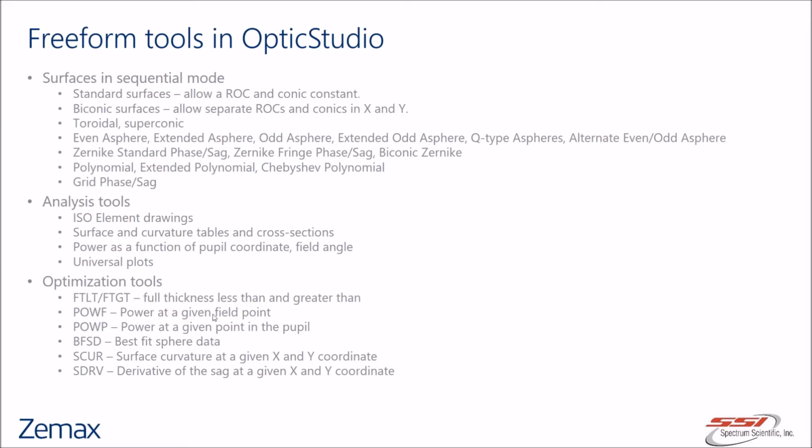You can pull in power as a function of field or pupil point. You can access this best fit sphere data using the BFSD, so the sphere that best fits your surface. And you can also pull in surface curvature and critically the surface derivative, so the slope of the surface at any given point, any given X and Y coordinate. All of those things can be used to help make your freeforms actually manufacturable.